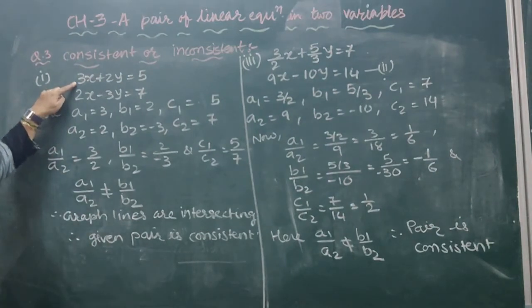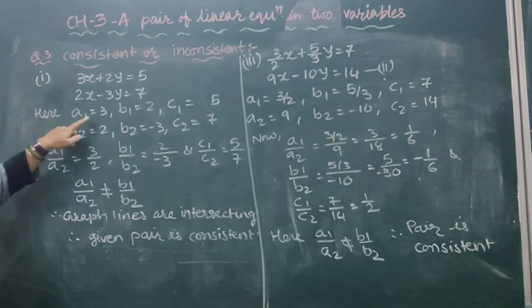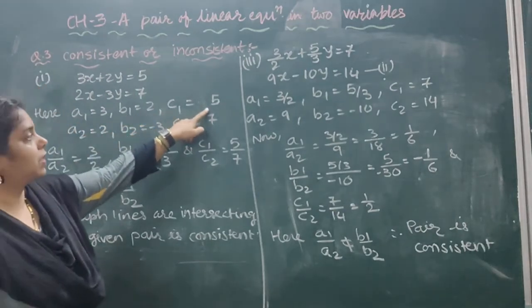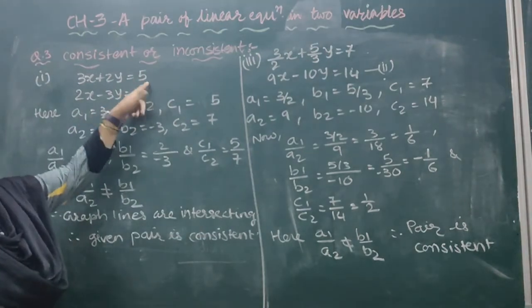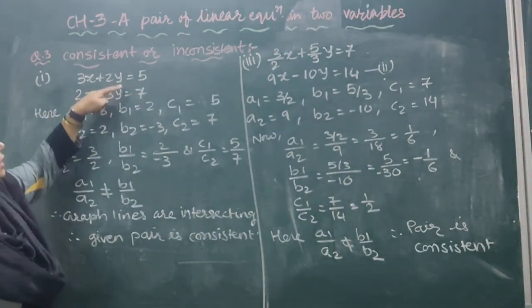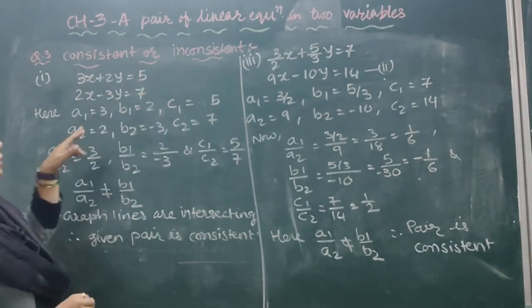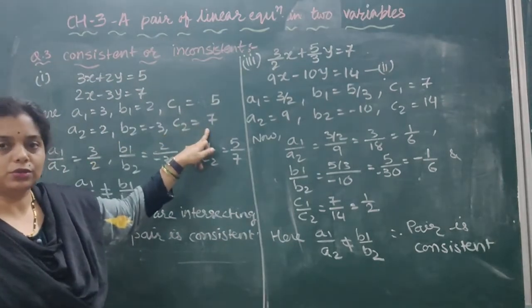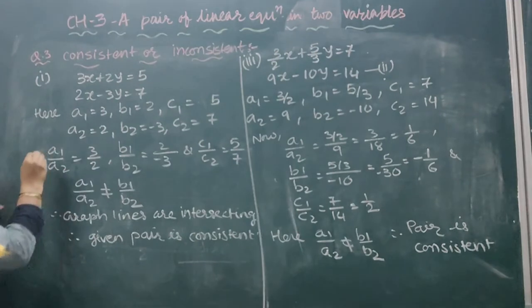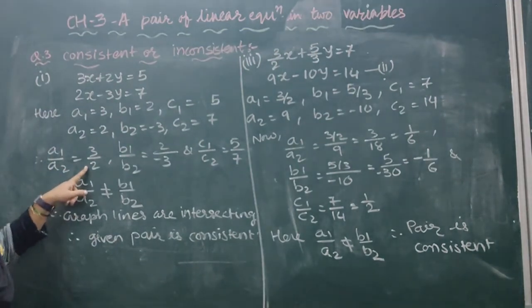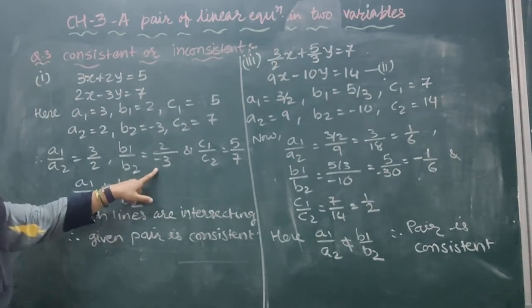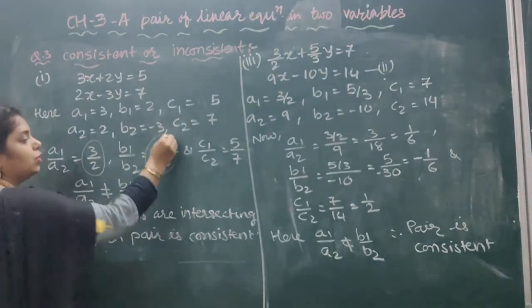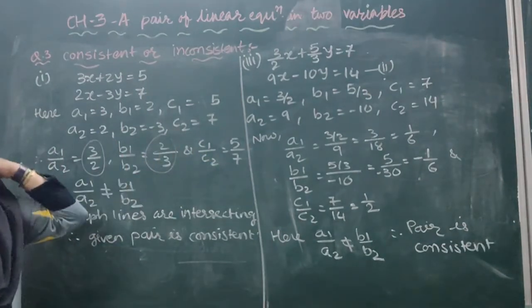Here it is given that 3x plus 2y is equal to 5, 2x minus 3y is equal to 7. After comparing with the standard form of a pair of linear equations, a1 is 3, b1 is 2 and c1 is 5. If you want to take c to the other side, it will be minus 5, but since both are on the right hand side, it is okay. Now a2 is equal to 2, b2 is equal to minus 3 and c2 is equal to 7. After taking the ratio, a1 by a2 is 3 by 2, b1 by b2 is 2 by minus 3, which means these two values are not equal. And c1 by c2 is 5 by 7.